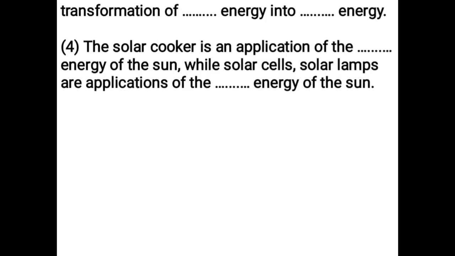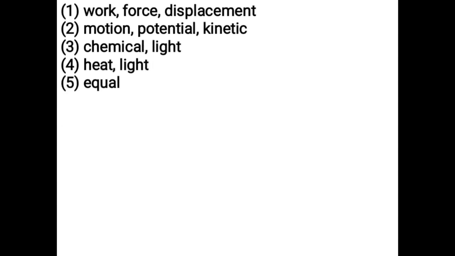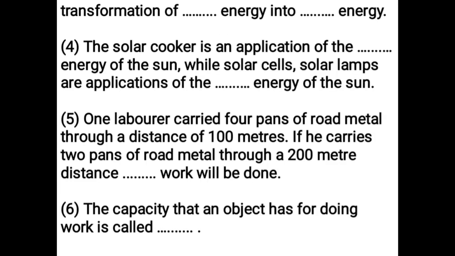Chemical, light. The solar cooker is an application of the dash energy of the sun, while solar cells, solar lamps are applications of the dash energy of the sun. Heat, light. One laborer carried 4 pans of road metal through a distance of 100 meters. If he carries 2 pans of road metal through a 200-meter distance, dash work will be done. Equal. The capacity that an object has for doing work is called dash.